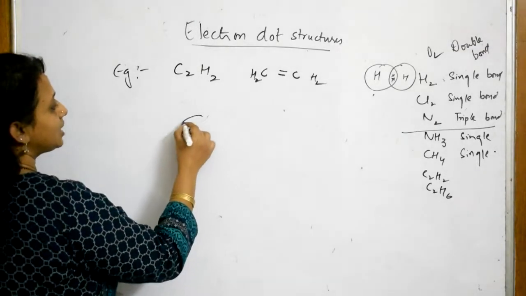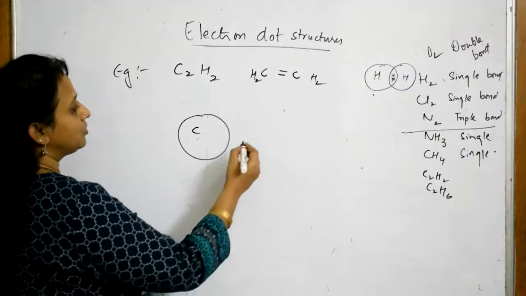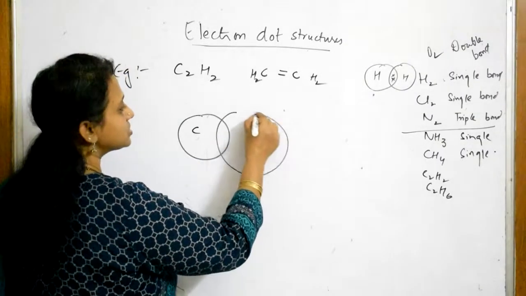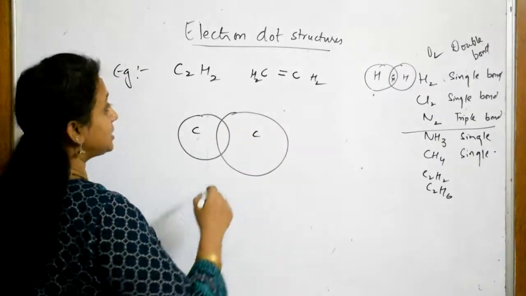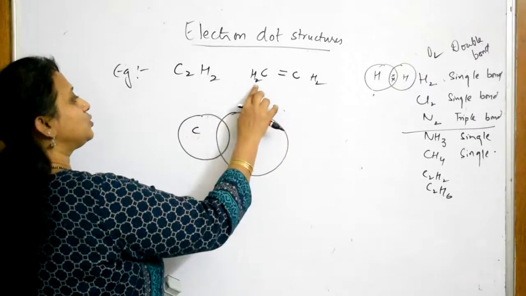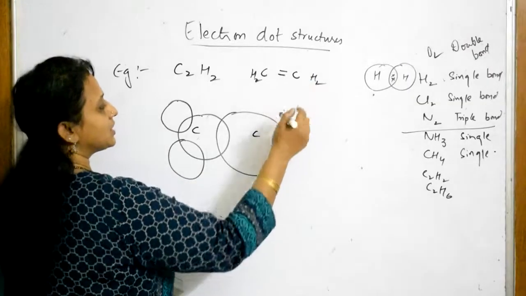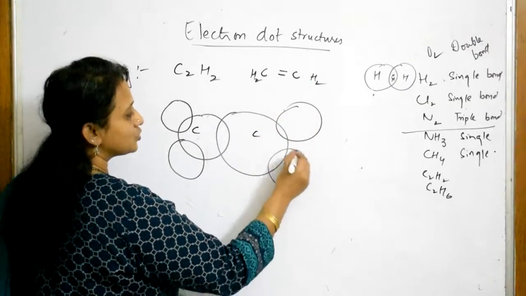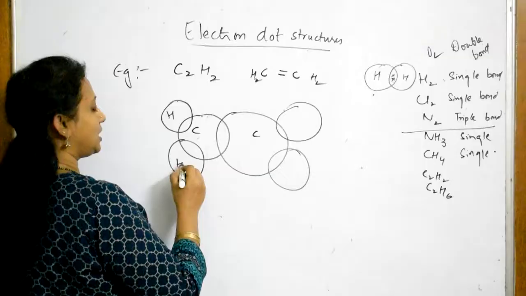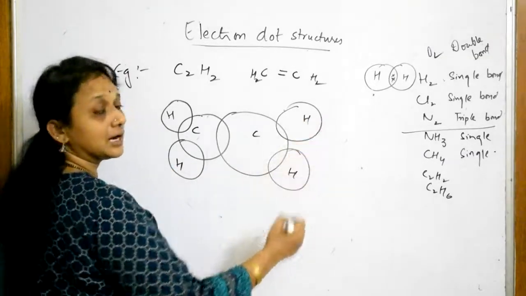C2H4. So for one carbon, one circle. For one more carbon, one more circle. How many hydrogens are there? For this carbon, 2 are attached. For this carbon, 2 are attached. Write hydrogen, hydrogen, hydrogen, hydrogen.